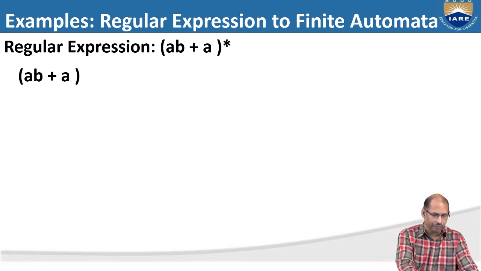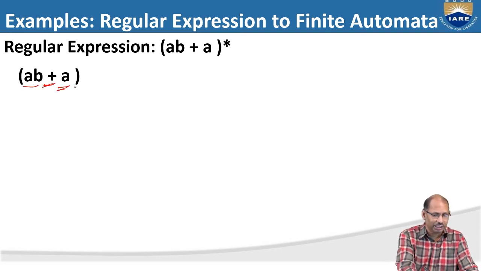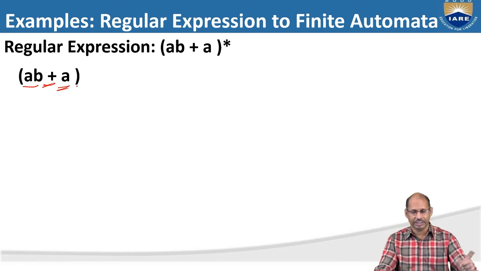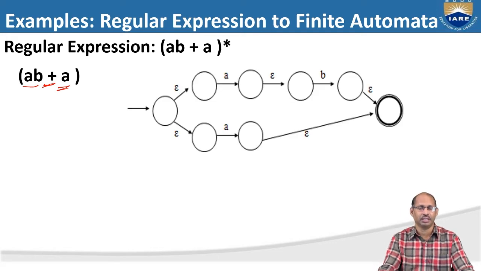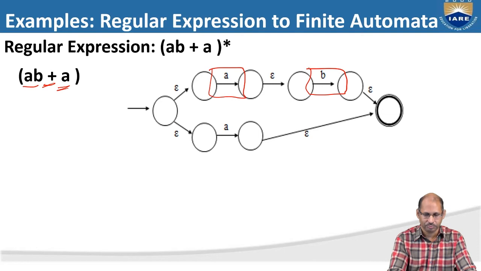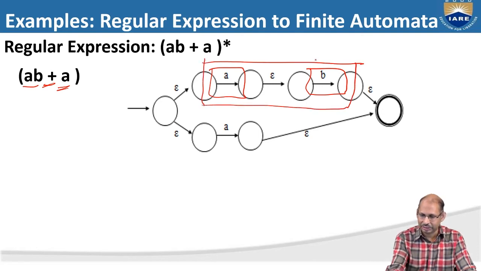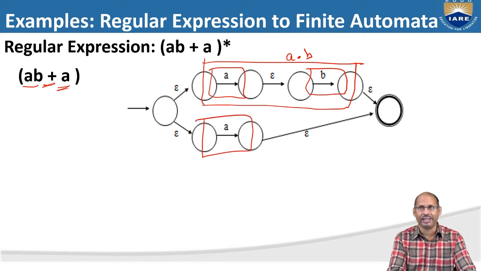What is the next? AB finite automata union with A. Then this one is the result. This one is A. This is B. Then this complete one is A concatenated with B. And here this is A.